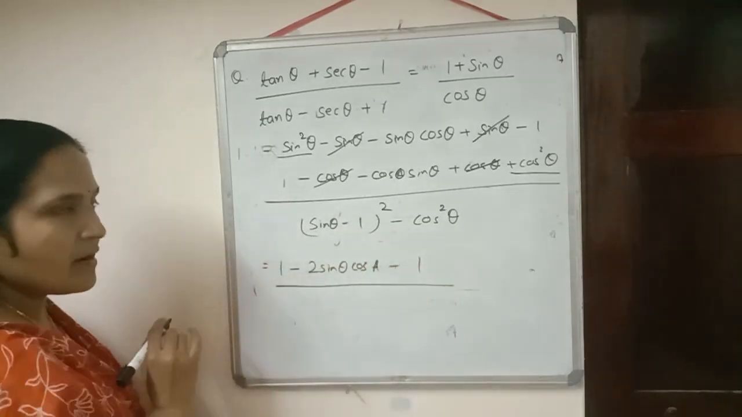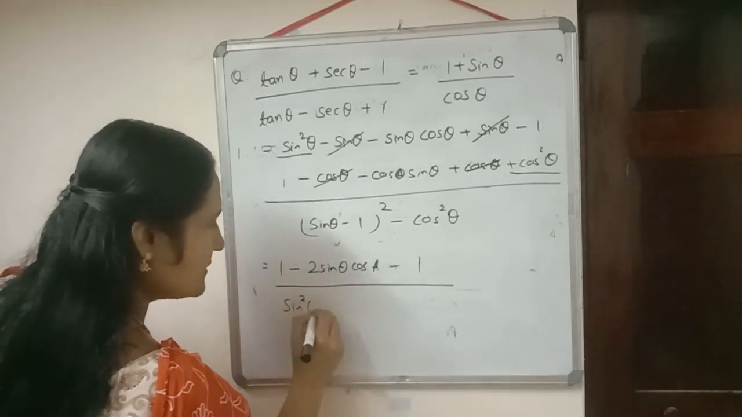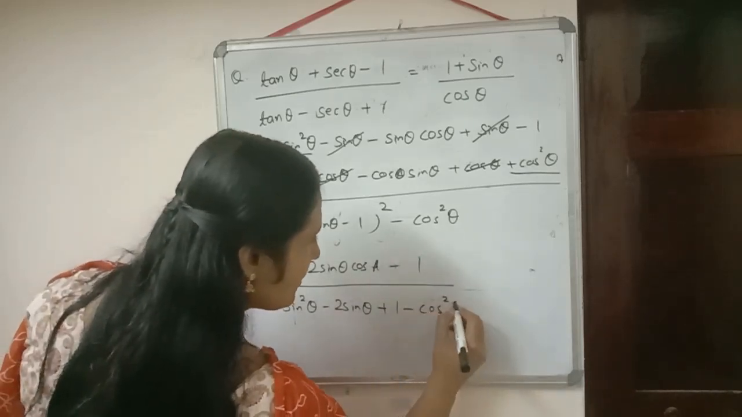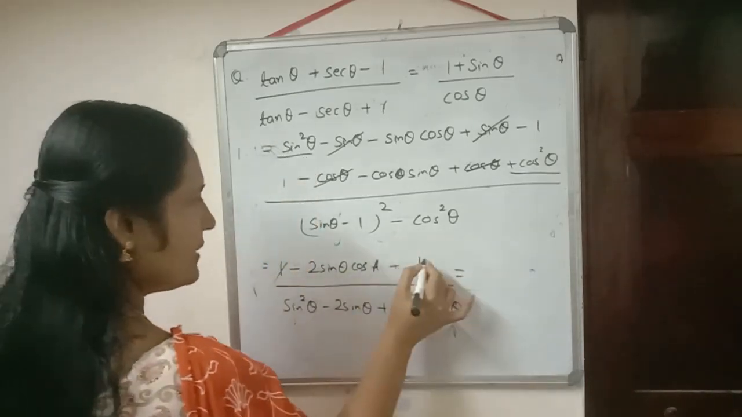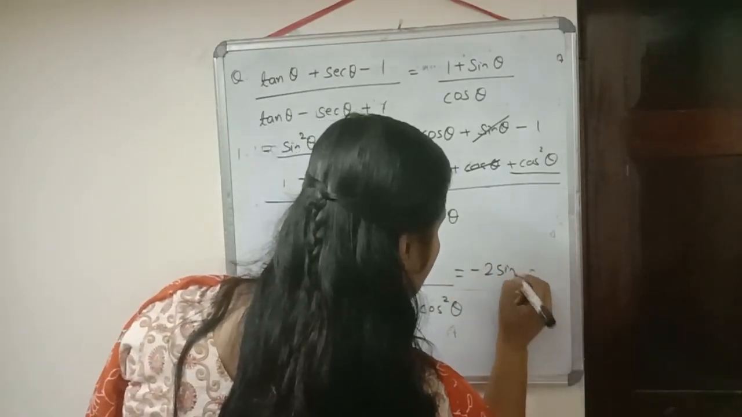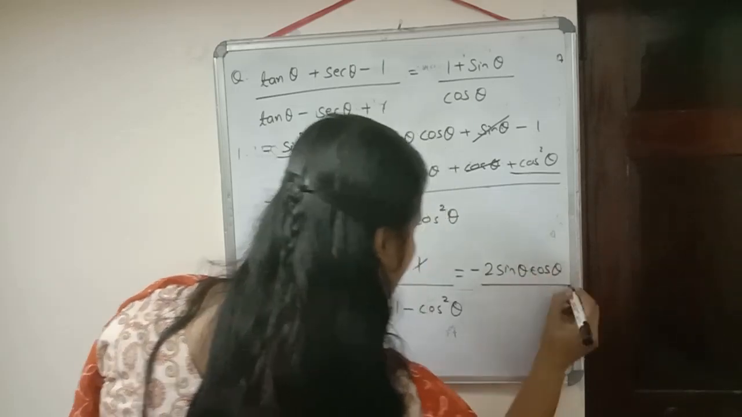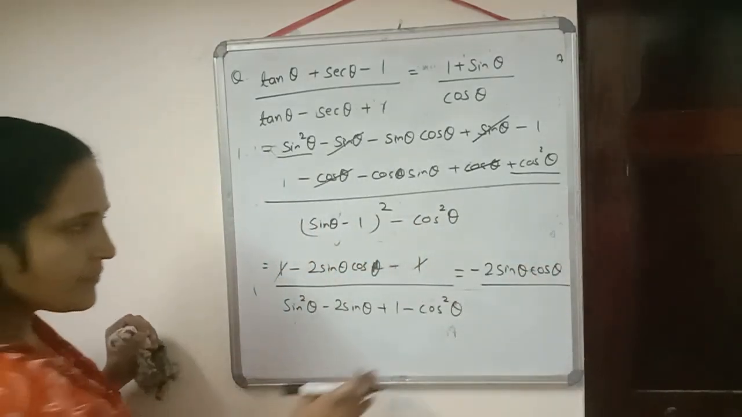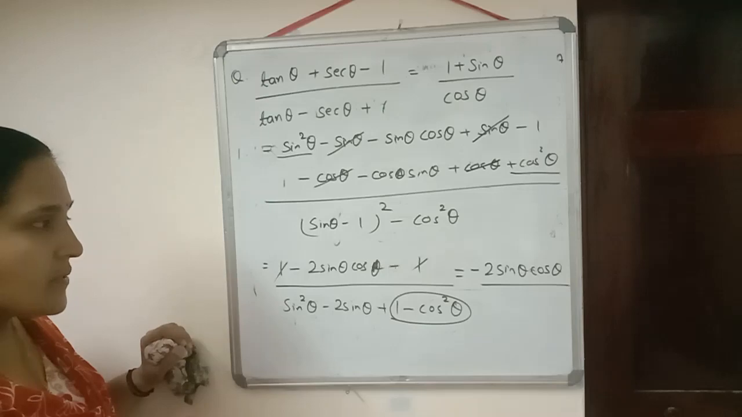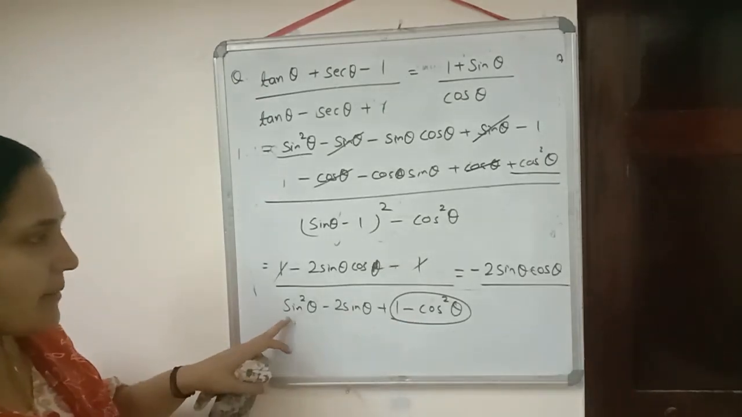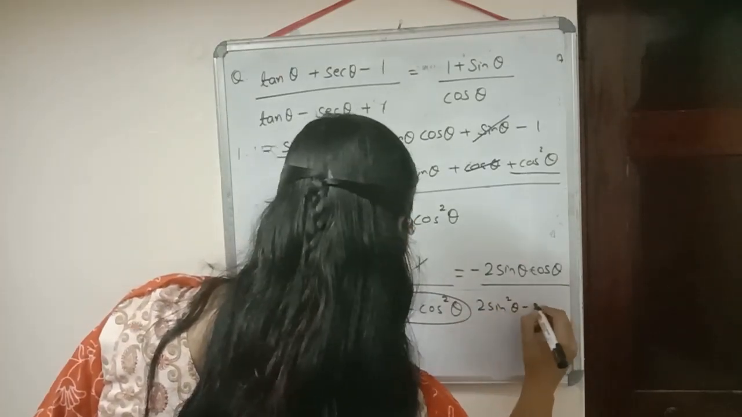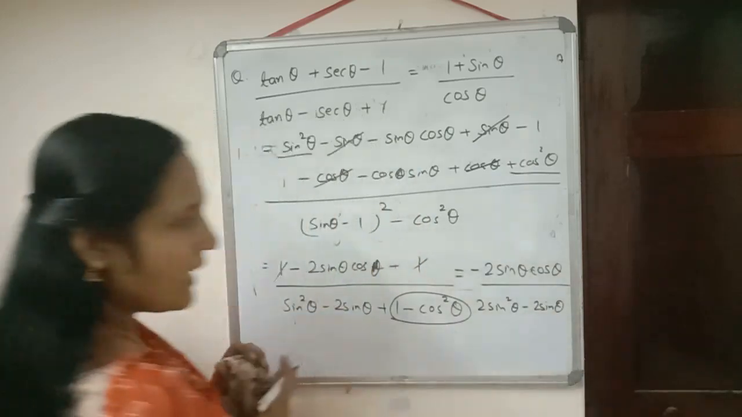In the denominator we can expand now. Then it will be equal to sin square theta minus 2 sin theta plus 1 minus cos square theta. 1 and minus 1 get cancelled here. The numerator remaining is minus 2 sin theta cos theta. In the denominator, how can we use the identity? Yes, 1 minus cos square theta can be written as sin square theta. So sin square theta plus sin square theta is 2 sin square theta, and minus 2 sin theta we have as it is.